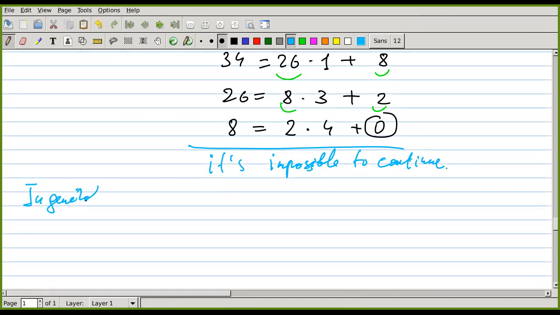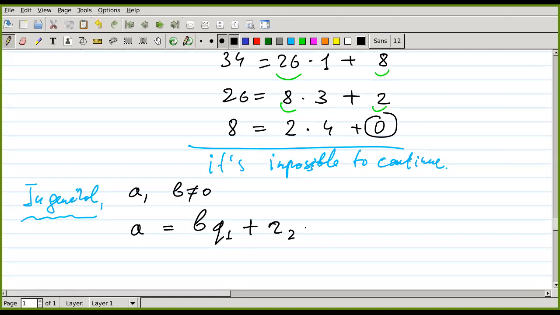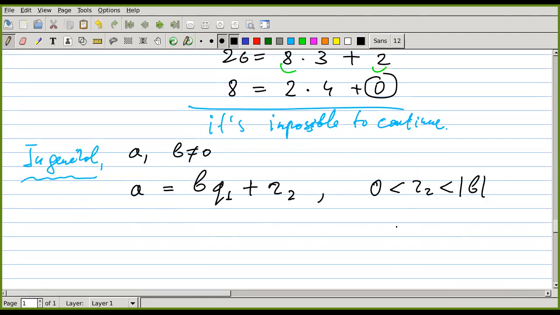In general, we have some A and some B. B is not 0. So we start with dividing A by B. This will result in some partial quotient q1 and some remainder, which I will denote r2. Of course, this remainder is less than the absolute value of b. This is by the definition of the remainder, and assume that it is still greater than 0. So it is still possible to do one more step.